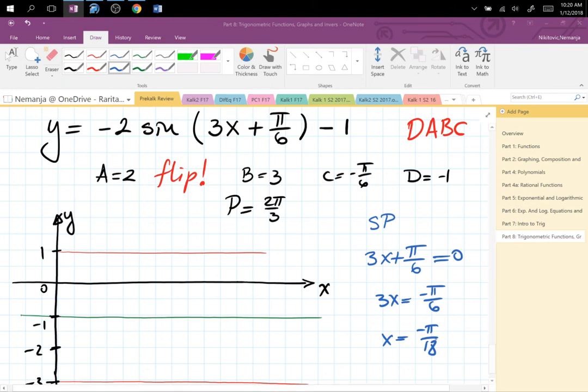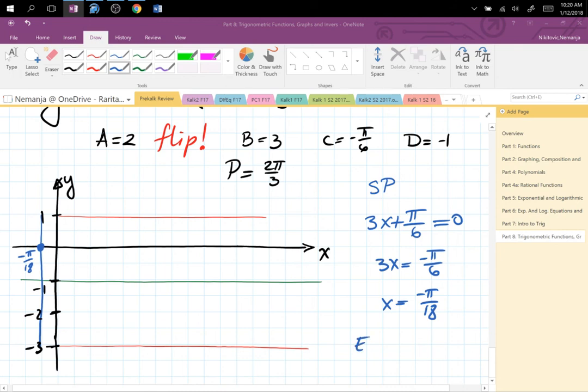So I'm going to start my box. And I'm going to call this one over here negative pi over 18, because that's my start point.